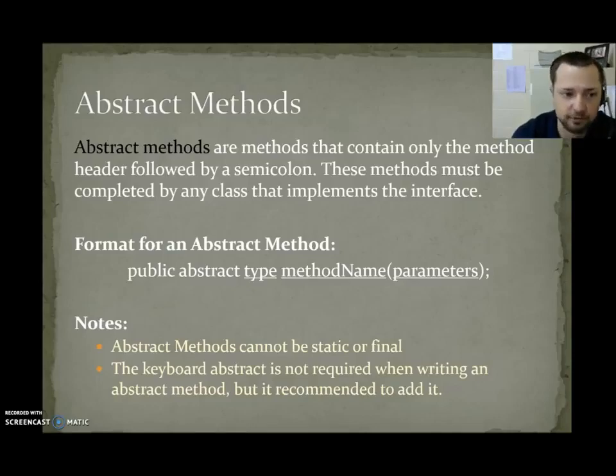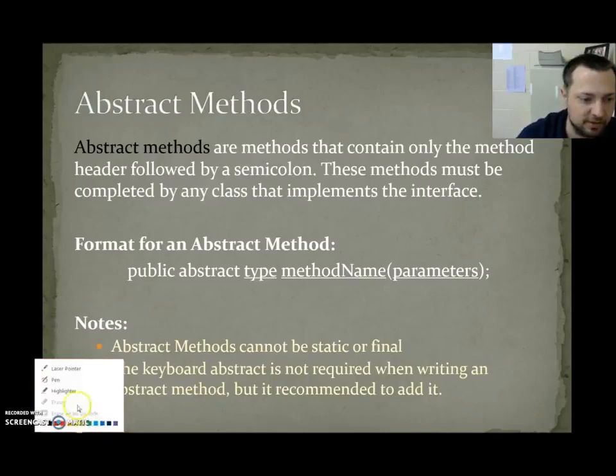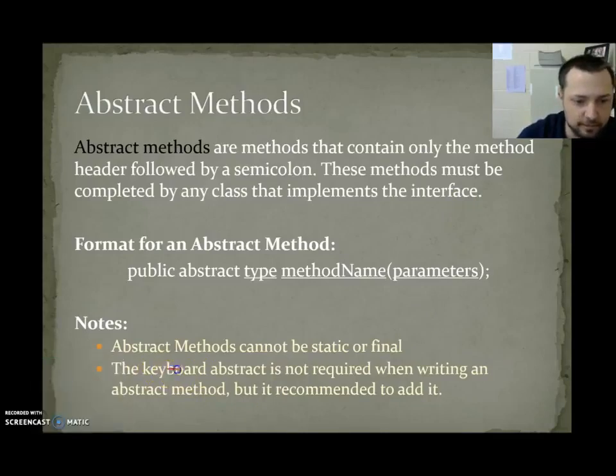by some parameters. Some notes. Abstract methods cannot be static or final. That should be keyword. That's why I can't read that, because it doesn't make sense. So we're going to mark that out. The keyword abstract is not required when writing an abstract method, but it's recommended to add it.